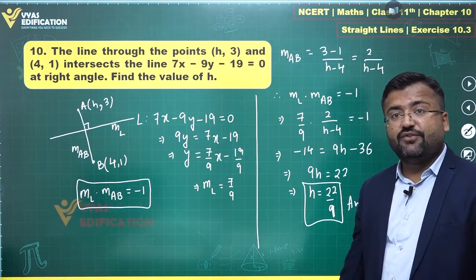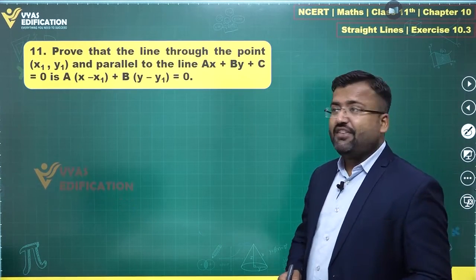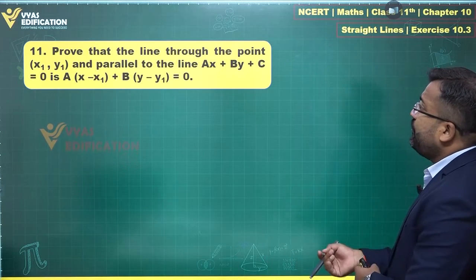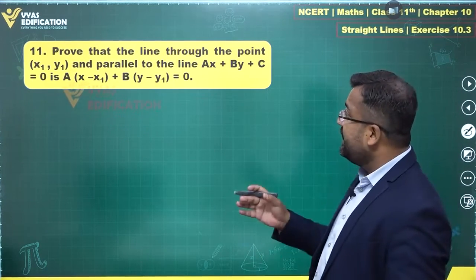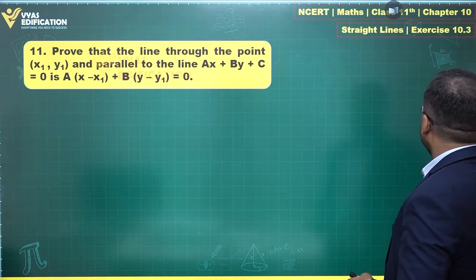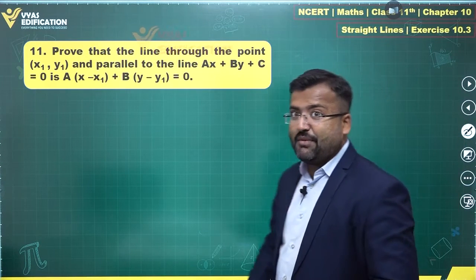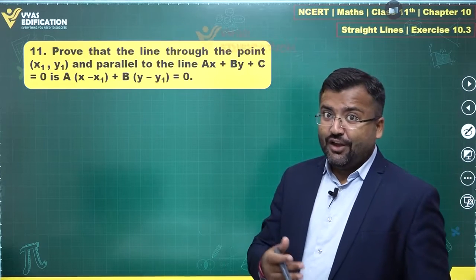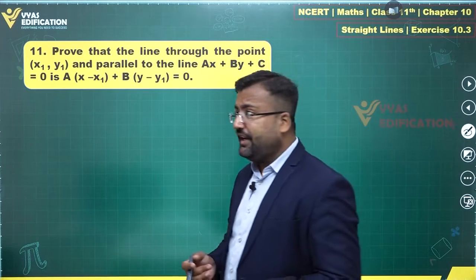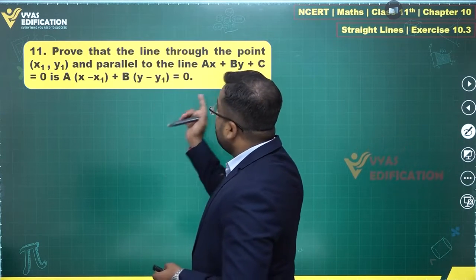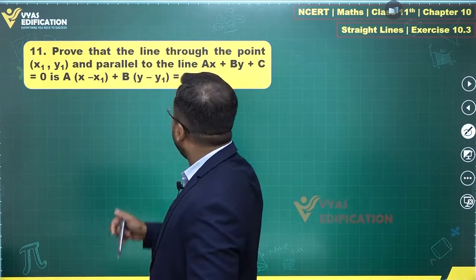This is question number 10 for us. Yes. Question number 11 says, prove that the line through the point x1 comma y1 and parallel to the line ax plus by plus c equals to 0 is a times x minus x1 plus b times y minus y1 equal to 0. Pretty interesting. You get some kind of formula also here, and you can memorize this formula for later uses, right? So prove that the line through the point x1 y1, okay, and parallel to this line.